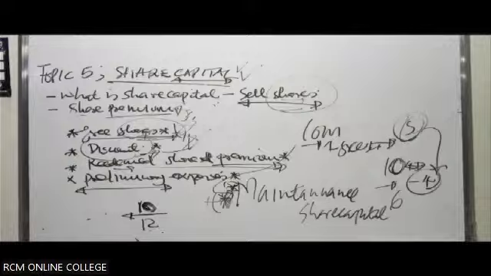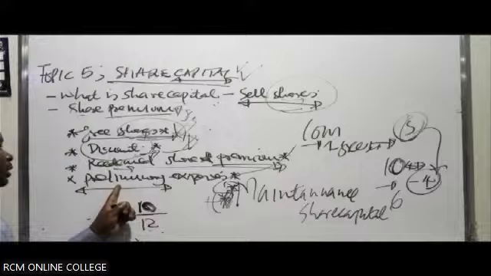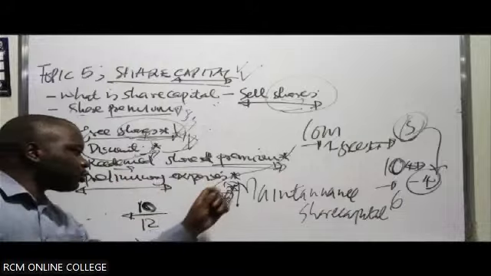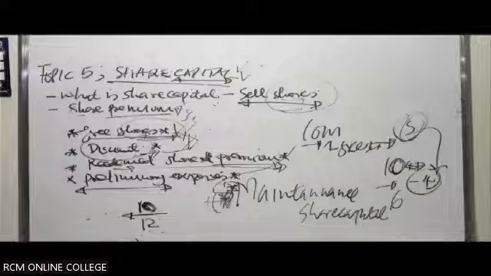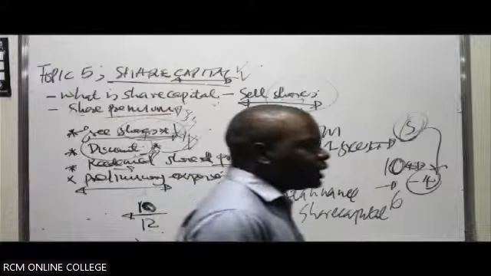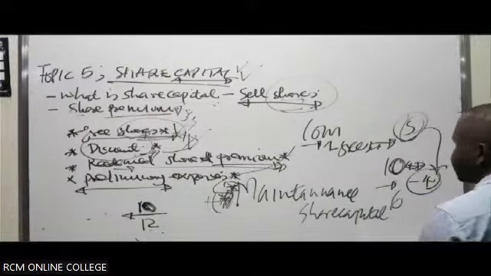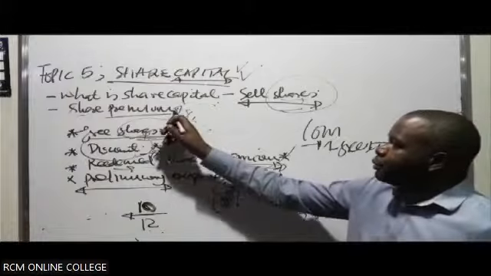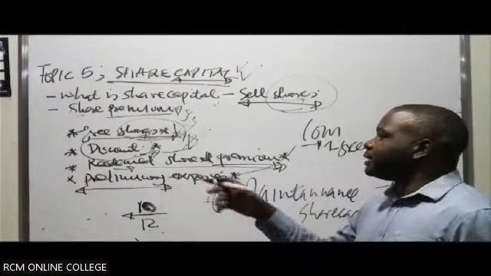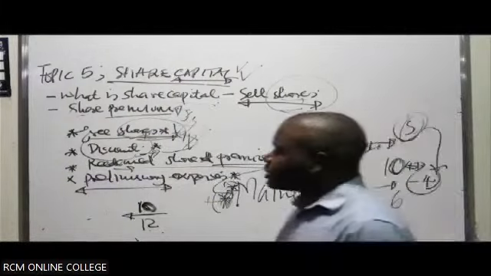Then, if you have to incur some preliminary expenses on the formation of the company, maybe initially when you form the company you can do an IPO. Then you sell some shares at a premium. So that premium can help you to pay off these preliminary expenses.